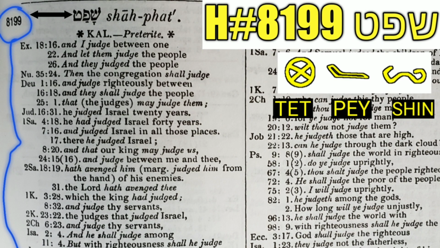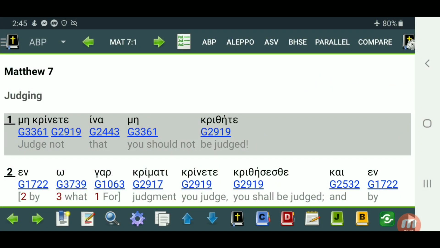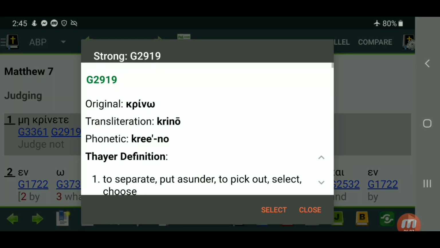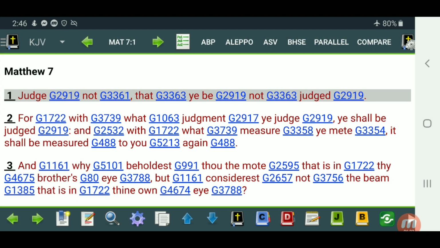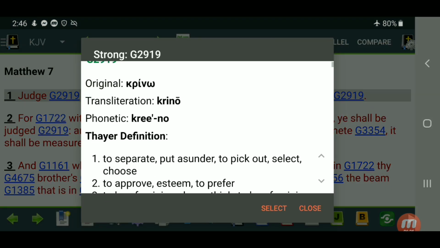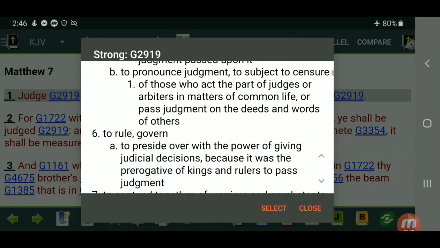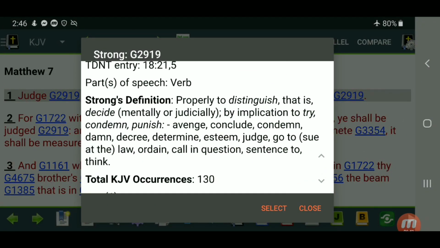And that's why I was at Genesis 16:5, I believe it was, earlier. Because you see here, do not judge lest you be judged. And so we can go into the Apostolic Bible Polyglot, and it shows all the Greek above, the Strong's numbers there. Judge not that you should not be judged, and it's Greek number 2919, krino. We can also look at this in the King James and see judge 2919, and we get the same thing. We get the Thayer's definitions right here. We go down to the Strong's definitions: properly to distinguish, that is, decide mentally or judicially, by implication to try, condemn, or punish.